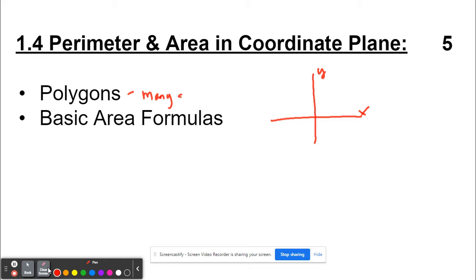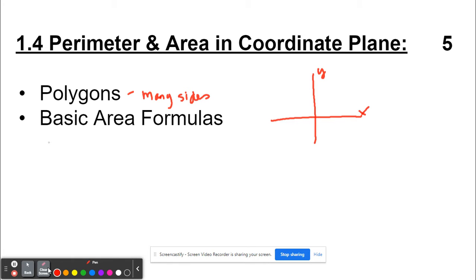For example, the smallest polygon is a triangle. Then quadrilateral, and we have varied types of quadrilaterals. Pentagon is 5-sided, hexagon is 6-sided, heptagon is 7-sided, and so forth. We're really just going to stick with quadrilaterals, and we'll talk about why in just a few minutes.